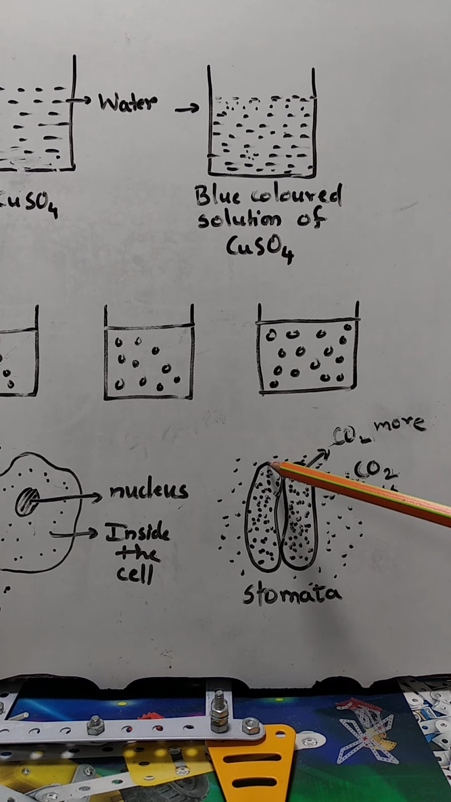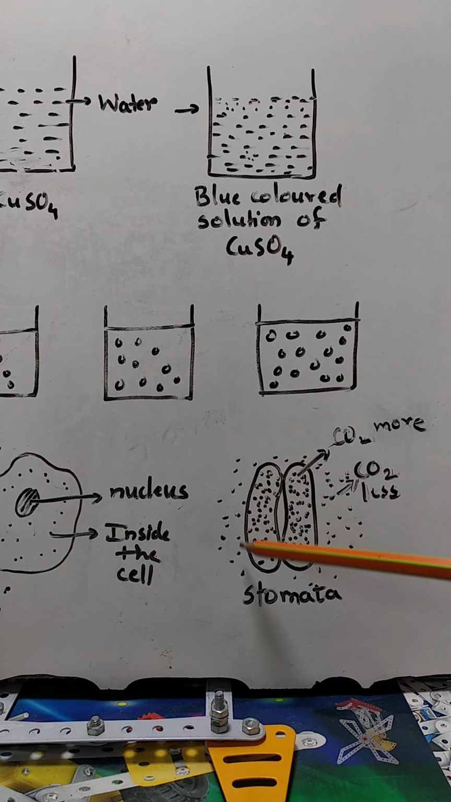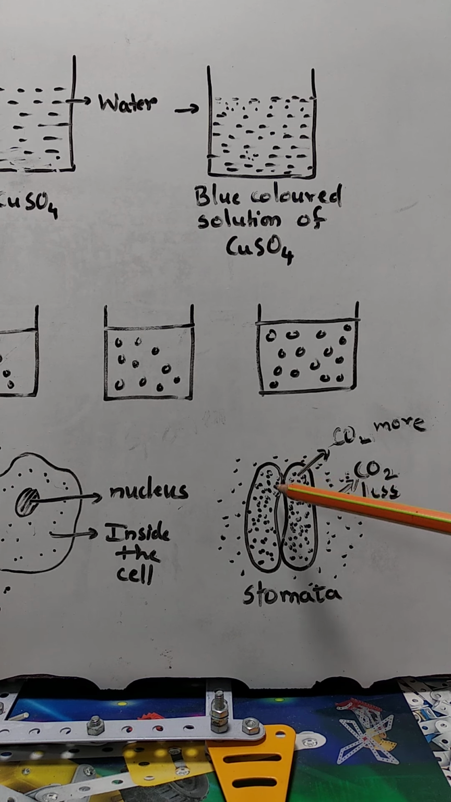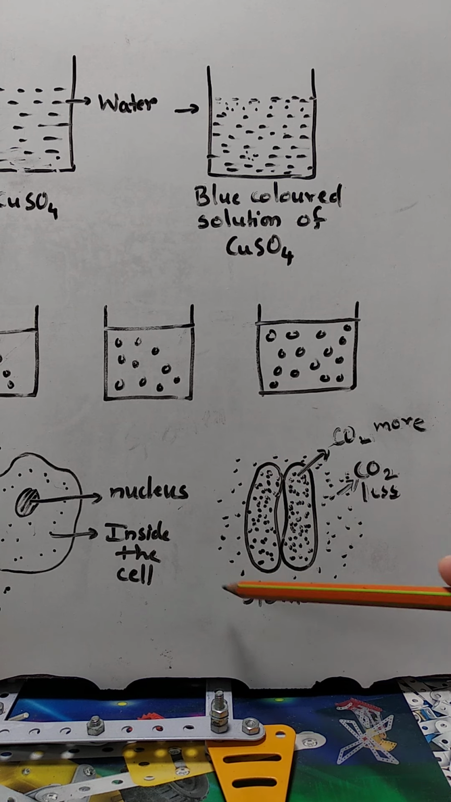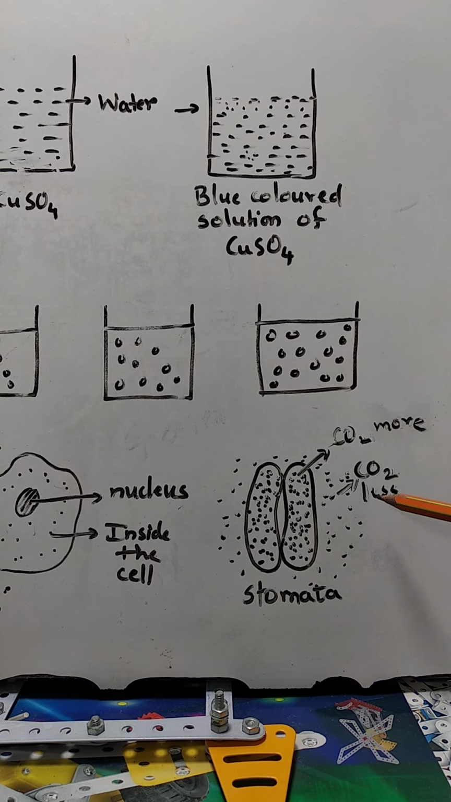So what happens here in the guard cells? During the respiration process, the concentration of carbon dioxide molecules becomes more. So CO2 is more in the guard cells, right? And in the external environment, that is in the air, what is more, what is less, whose concentration is becoming less? CO2 is less as compared to the stomata. So what will happen? Stomata will open and CO2 will come out of it, right?